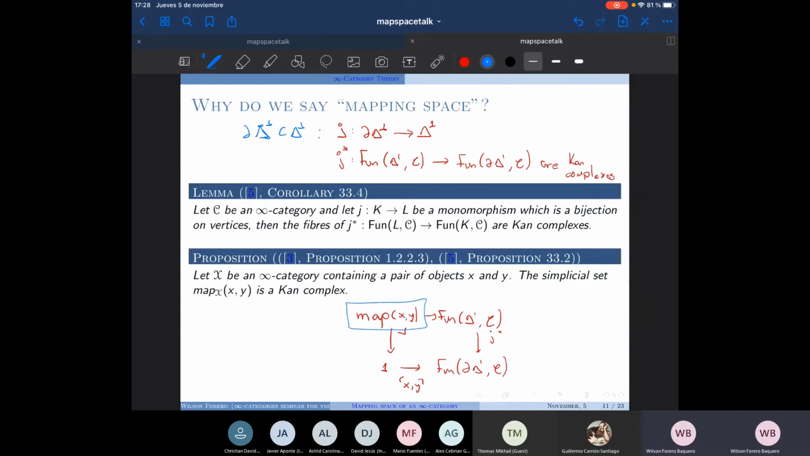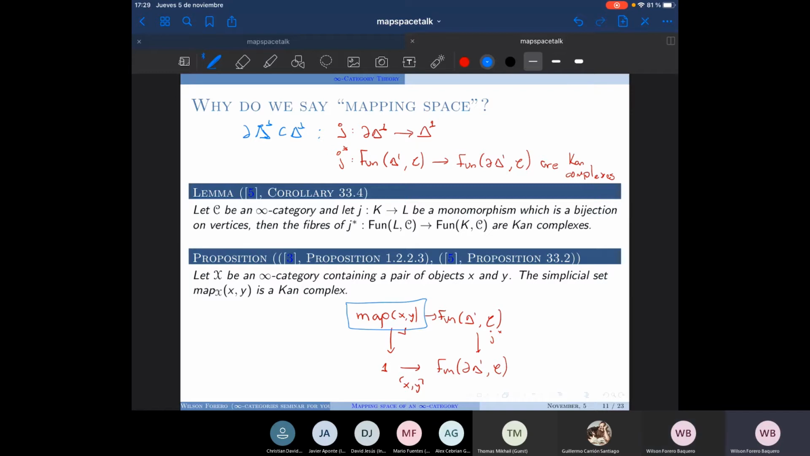Okay, that is the reason why, when we talk about a connection between two objects in an infinity category, we think of a mapping space or a Kan complex. Okay? Any question at this point? Or is everything clear? Well, I would suppose that everybody understands.